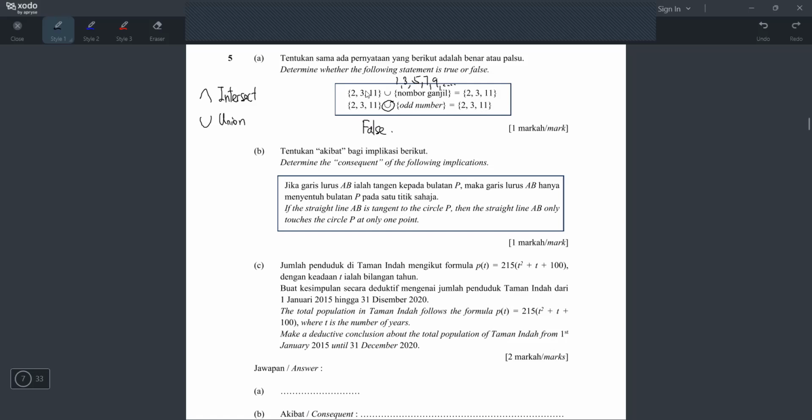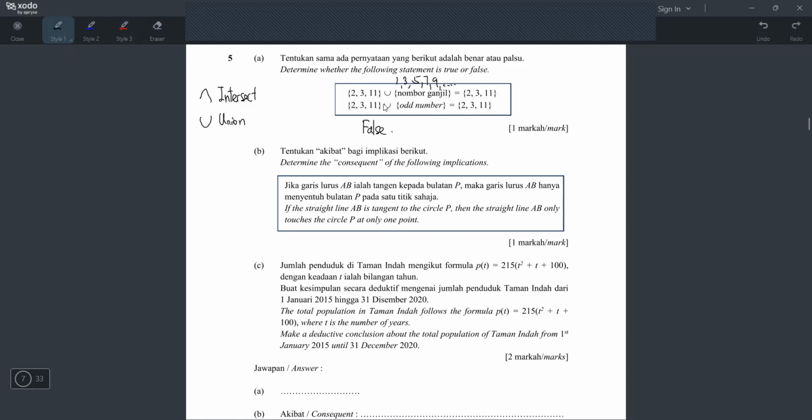Okay, the false statement. If they put intersect here, will it be true? No, it will be false also, right? Because if they put intersect here, two would not be the answer. Okay, but it doesn't matter. Okay, because this question they ask 2, 3, 11 union odd number is 2, 3, 11. So this is actually wrong.